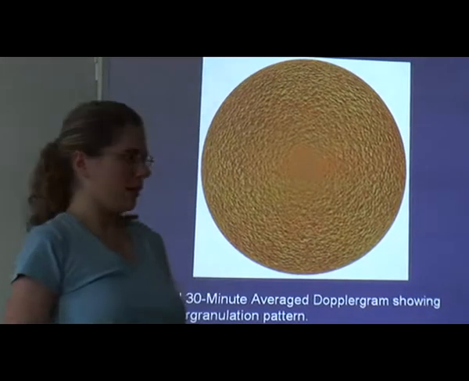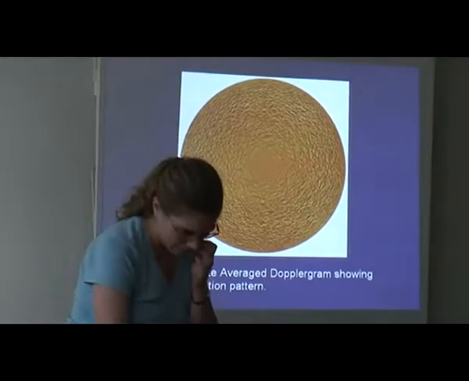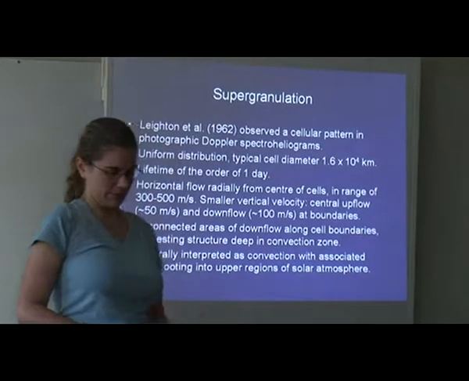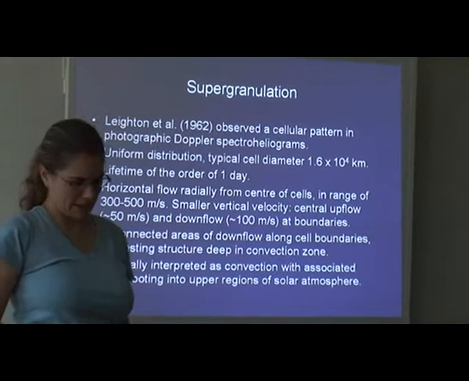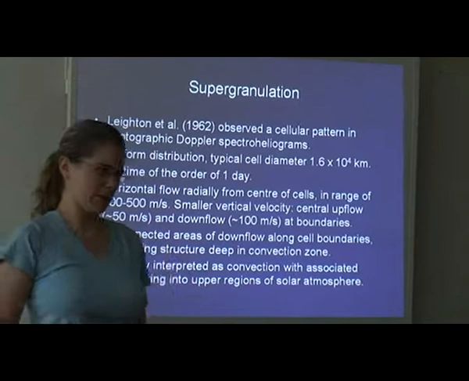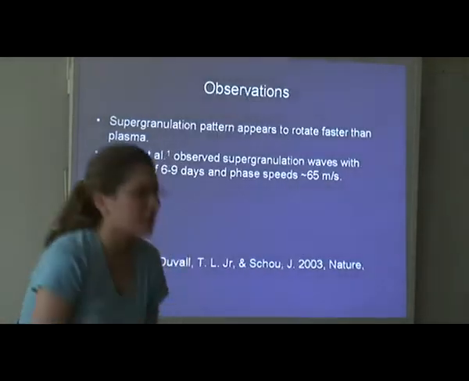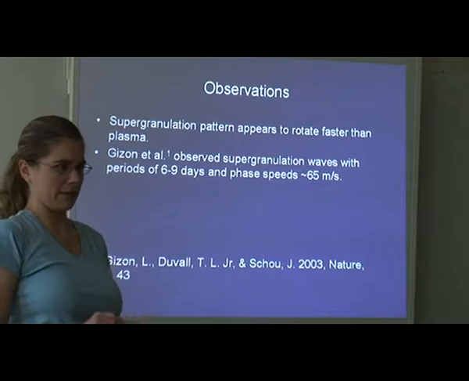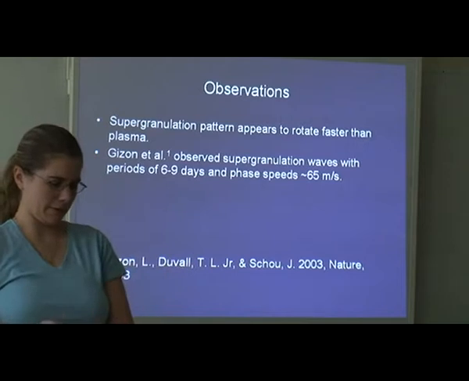So I'm working on a property of supergranulation. It's this pattern that you can see here. It's a solar pattern. They've got a typical cell size of 1.6 times 10⁴ kilometers, and they last for about a day. They flow outward from the center, and they're convective looking, but there are some questions about what's actually going on there as well. But my real problem is that they've been observed to rotate faster than the plasma. So I'm trying to explain the fact that the plasma is moving along, and this pattern on top of the plasma is moving along but faster than the plasma itself.